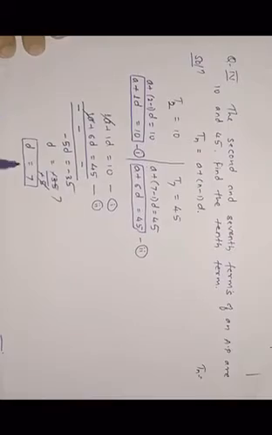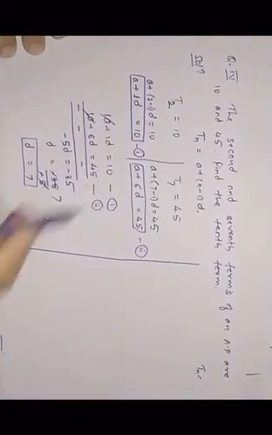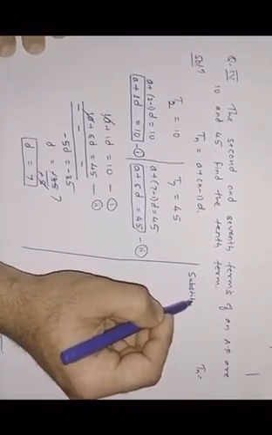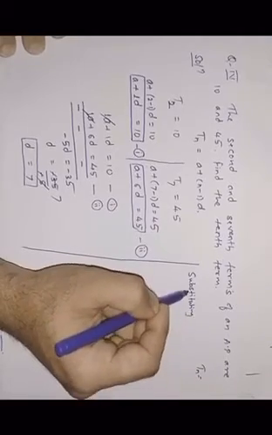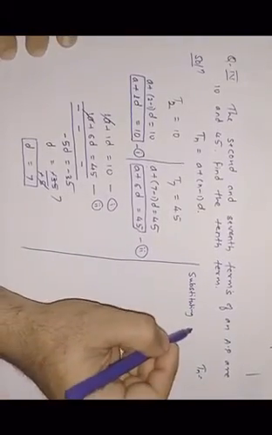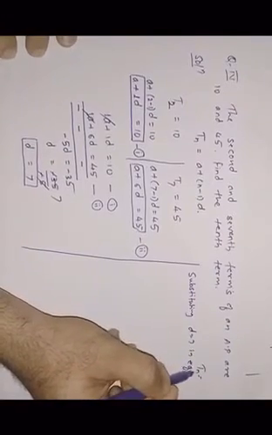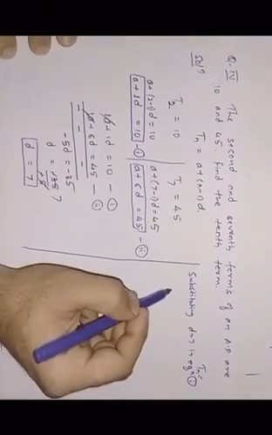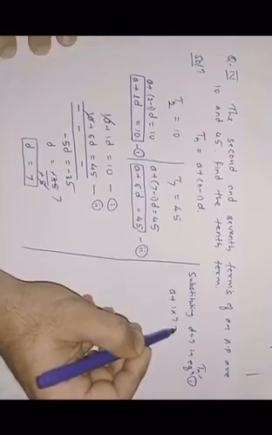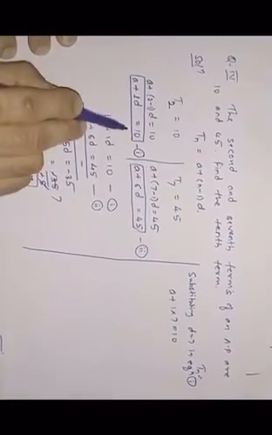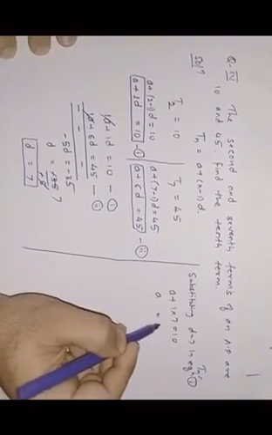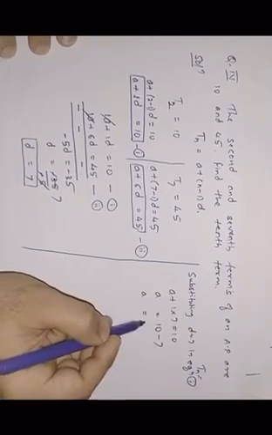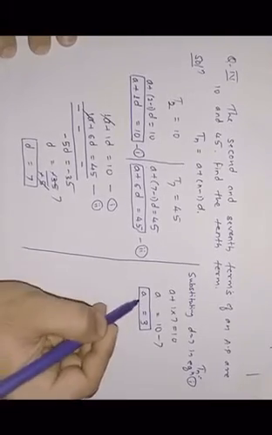Now we have to find out what is A. Substitute this D in any one of the equations. Substituting D is equal to 7 in equation 1, what do we get? A plus 1 into 7 is equal to 10. So I am substituting in this first equation. So A is equal to 10 minus 7, which is 3. So we got A, we got D.